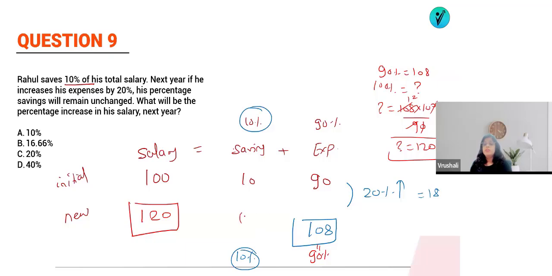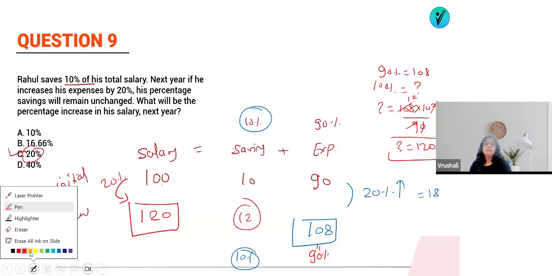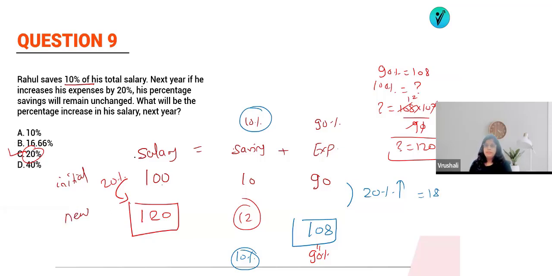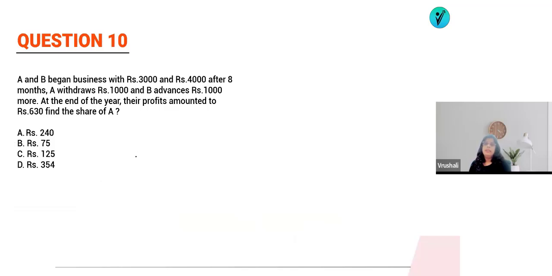And his new saving will be 12 rupees. So what I know is that the initial salary was 100 and the new salary is 120. So by what percent has it increased? It has increased by 20%. So the answer will be option number C. That's it. Simple. Okay, and now let's solve the last question.